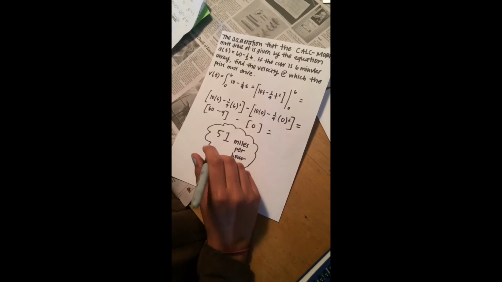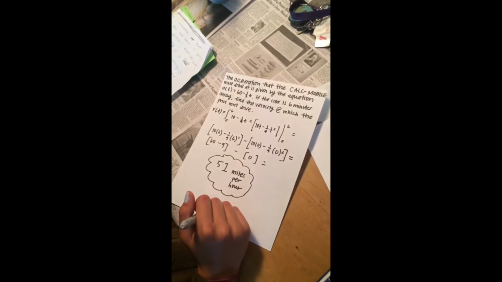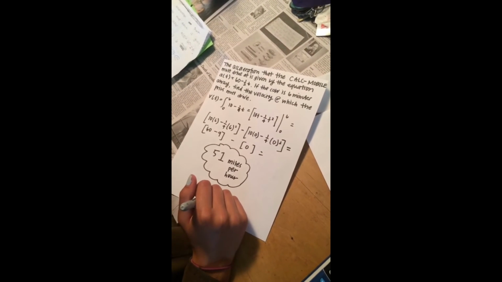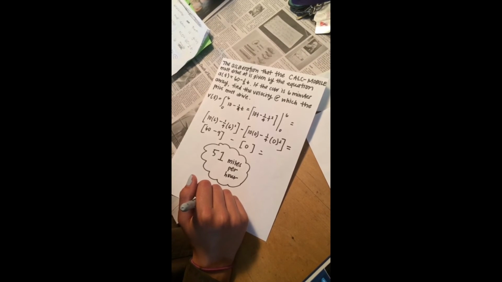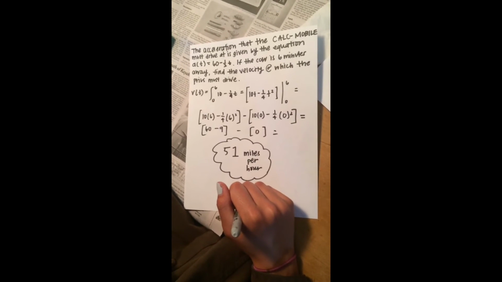So here's the problem that the villain gave to us to solve to find out how fast we have to drive to get to where the cow is. The acceleration that the cowmobile must drive is given by the equation A of t equals 60 minus 1/2 t. If the cow is 6 minutes away, find the velocity at which the Prius must drive.